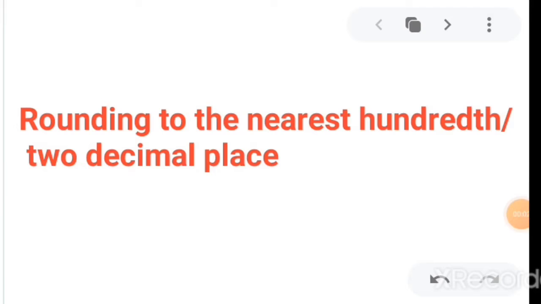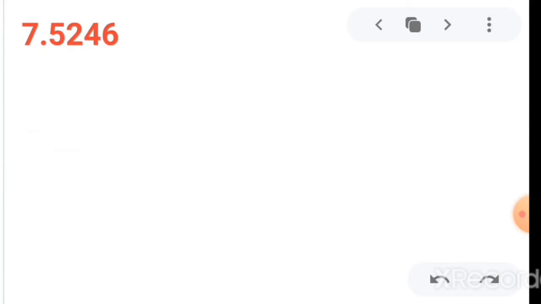In this video, we are going to be studying how to round numbers to the nearest hundred or to the second decimal place. The first number we want to round is 7.5246. Now, the second decimal place is the second number immediately after the decimal point to the right. So the first number is 5, the second is 2. So we want to round up or round down.